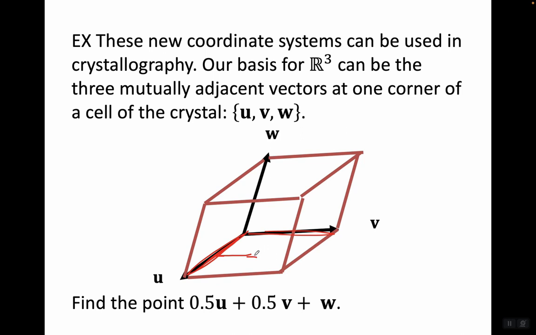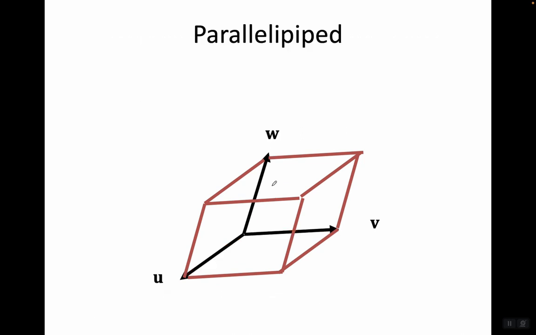So this is going to be 0.5u plus 0.5v. That's 0.5u, and 0.5v is going to take us to about over there. And then plus w, and that's going to take us all the way to the top. So we're going to end up with something like this. That's the point that corresponds to 0.5u plus 0.5v plus w.